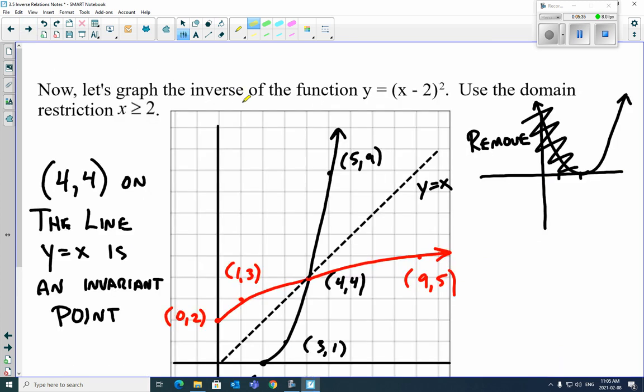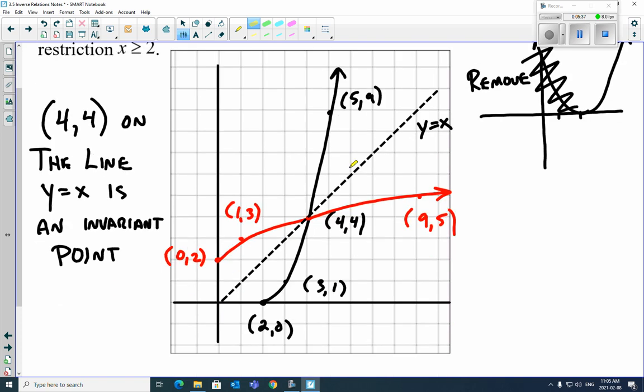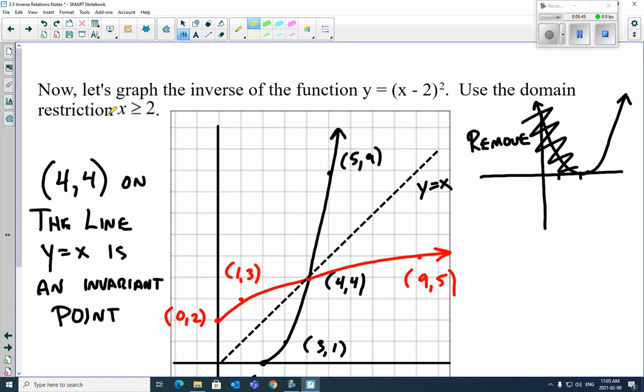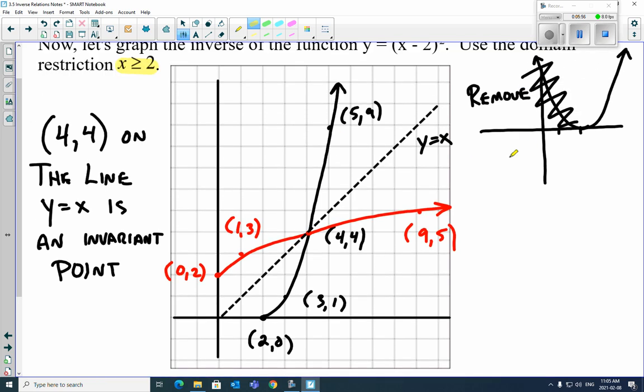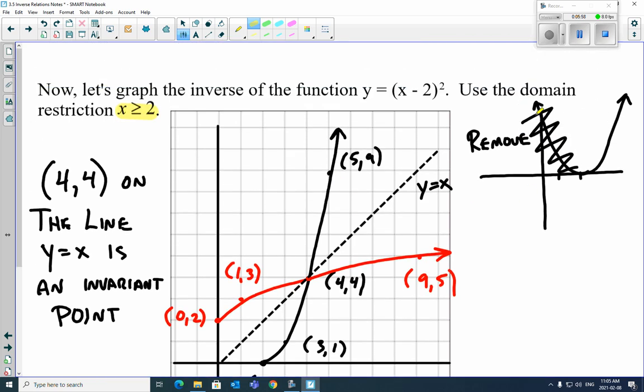So now let's graph the inverse of the function. If you look here, this black line, if we had the whole thing, you could see it would be here. Here's our lovely parabola, but we have a restriction. The restriction is x has to be greater than or equal to 2. So basically, we're only talking about the right-hand side of this parabola. If you look at the graph, you see how we removed all that left-hand side. Now, if the restriction was different, if it was x is less than or equal to 2, we would keep the left side and remove the right side.